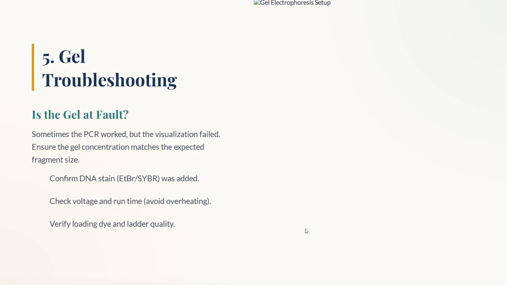So gel troubleshooting, now all these things are done. So maybe my PCR is perfect, my template was okay, the reagents are okay, water is okay, no contamination, everything is fine, PCR conditions are fine, cycles, temperature, everything is fine, still I'm not getting the bands, then the fault could be in your gel, the agarose gel that you have prepared.